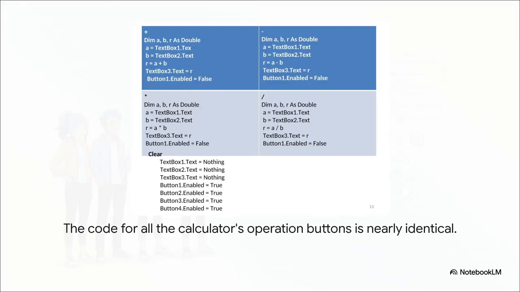Okay, this is where it gets really cool. Look at the code for all the different buttons. Add, subtract, multiply, it's practically the same. The only thing we change is that one little symbol in the middle. The rest is identical. That's the real power of programming. Write a smart piece of code once and you can reuse it over and over.